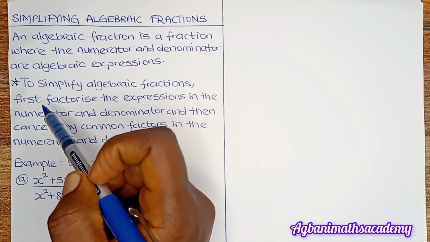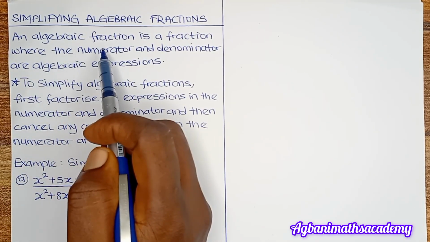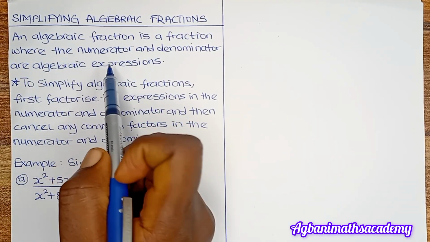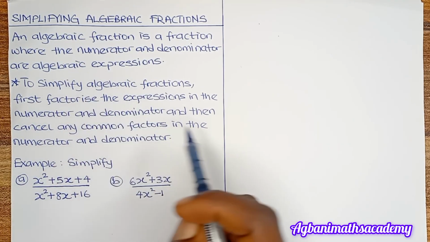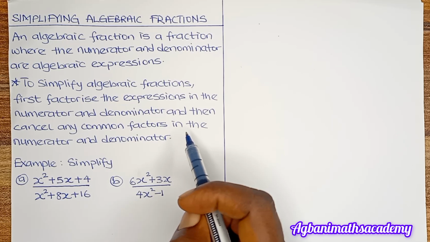First of all, we need to know what an algebraic fraction is. An algebraic fraction is a fraction where the numerator and denominator are algebraic expressions. We have looked at what an algebra is. So an algebraic fraction contains an algebra at the numerator and an algebra at the denominator.